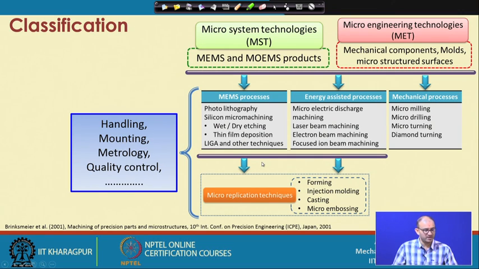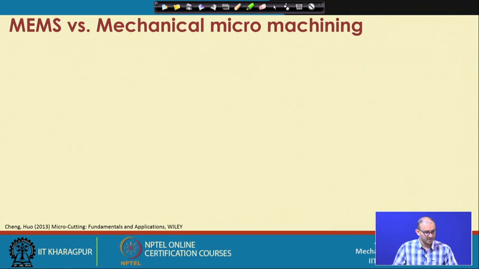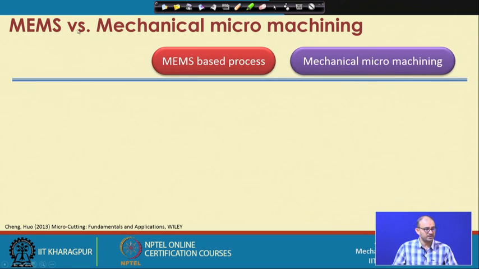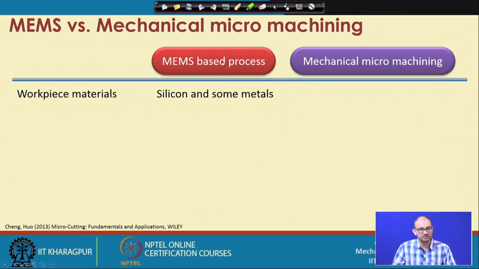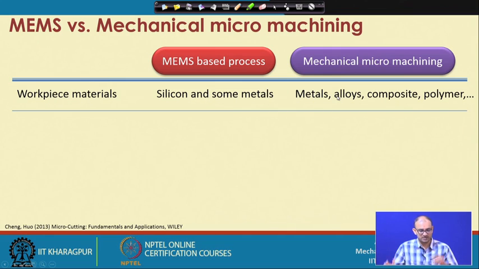So, these are the way we classified these different type of machining processes, and then we started with the comparison between the MEMS processes and the mechanical micromachining processes, that how these processes are different from each other. So, first one was the workpiece material. We have seen the silicon and some metals can be machined by the MEMS base, that is by lithographic processes or the etching processes, but here we have very vast range of the material which can be machined by mechanical processes.